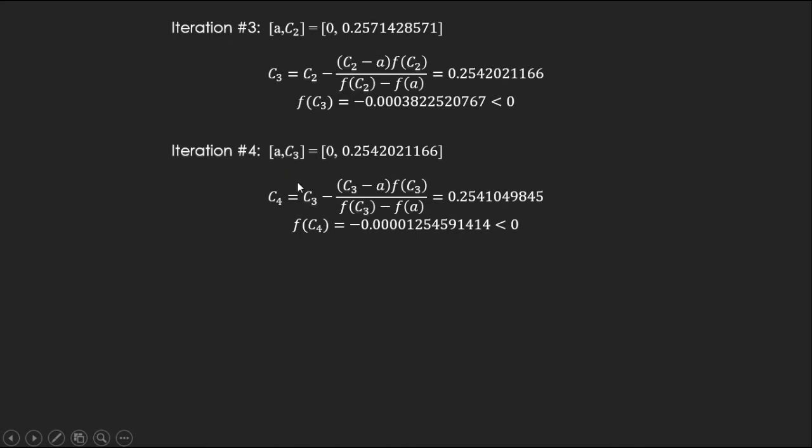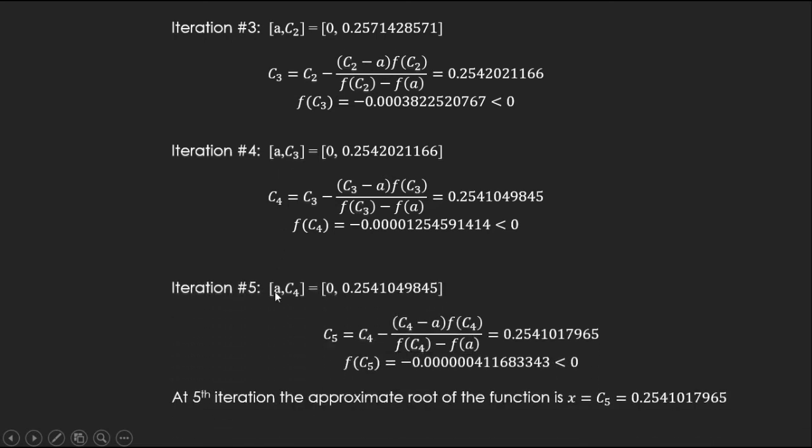And at the fourth iteration, again by substituting all these values, we get 0.25410498845, and by substituting this value in our function, we get less than 0 value. And again this tells us to replace C3 by C4 for the new sub interval to perform our next iteration. So for the next iteration, our interval will be A comma C4, and taking A comma C4 for iteration, we will find C5, the approximate solution of the function at the fifth iteration.